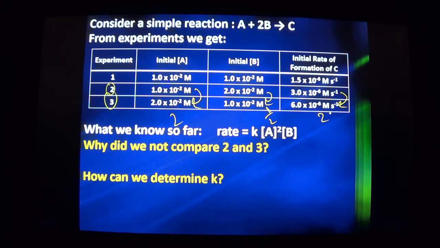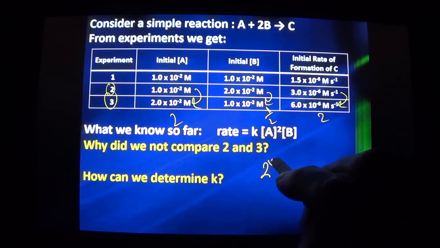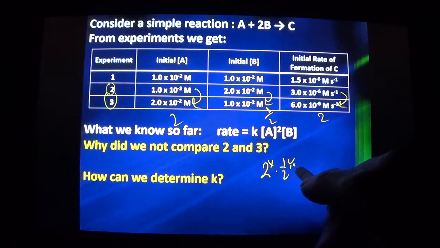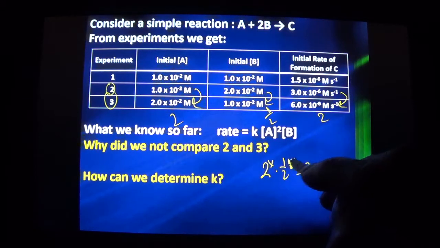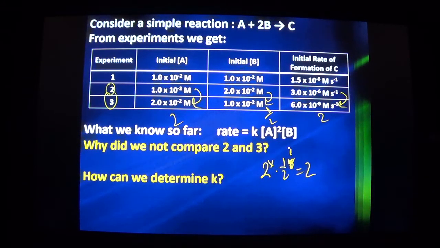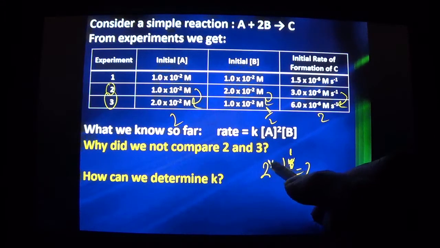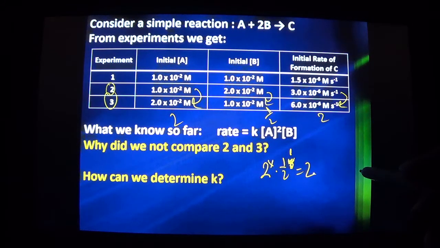Could you have worked with this? Well, yeah, you could. Would it become a mathematical nightmare to ask you 2 to the x times 1/2 to the y equals 2? Okay, and then y, we already know is a 1. Okay, so 2 to the x times another 1/2 equals 2. How are you going to work that out? Okay, yeah, it can be done.